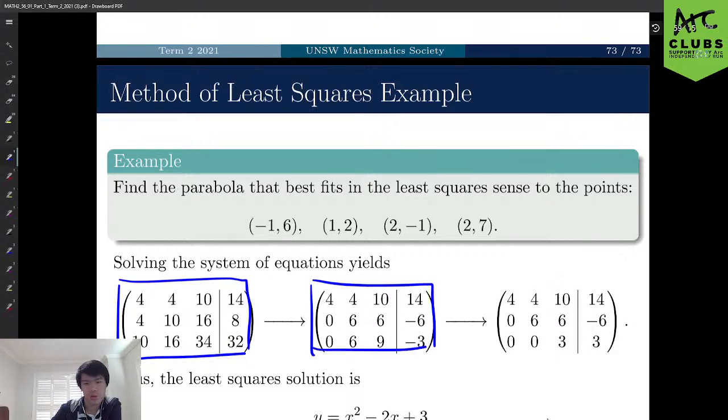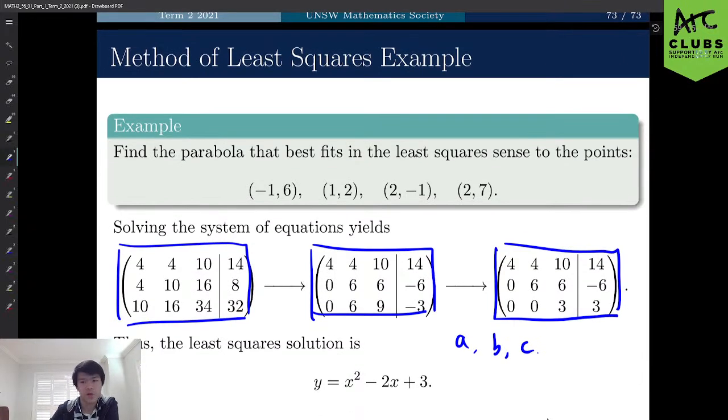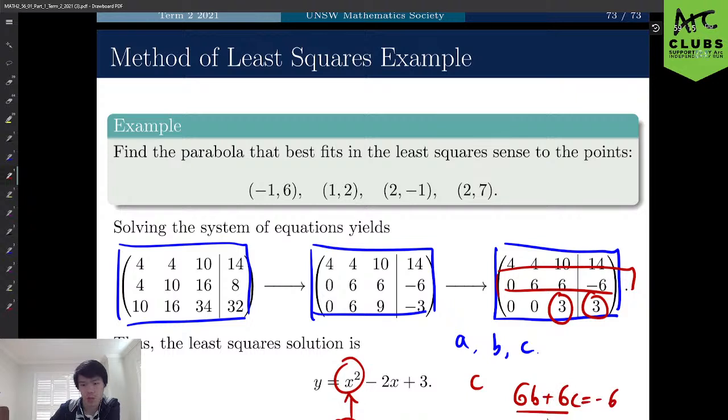Reduce, and then we can just find a, b, and c. Just keep in mind what you defined a, b, and c to be. For example, over here, c is our coefficient of x squared. So when we have 3c = 3, we know that c will have to be 1. Same thing up here, we use this equation. This is an equation for 6b + 6c = -6. So then we can find b and c. And so what we do is we just find out what a, b, and c are, and that'll give us our least squares solution.